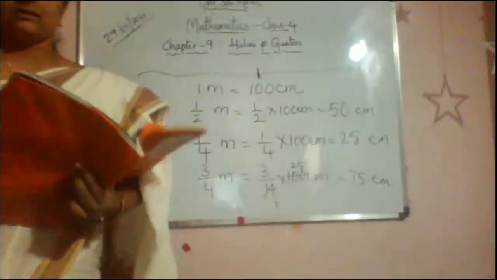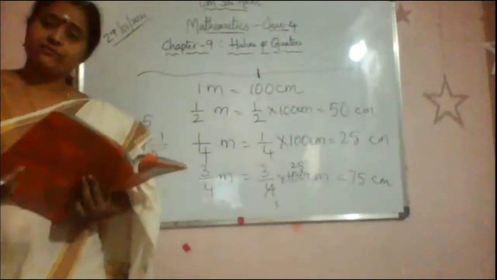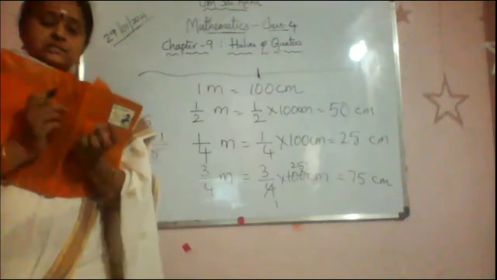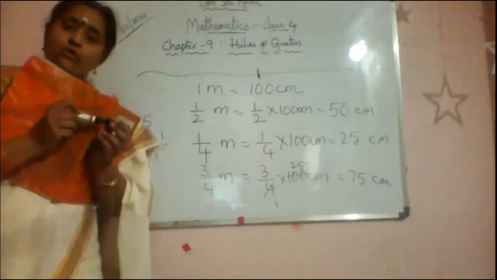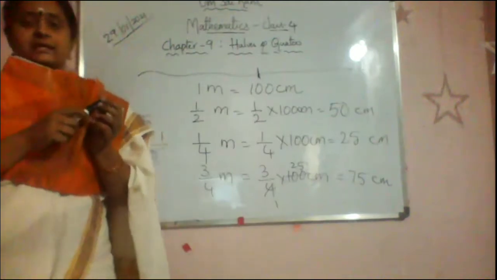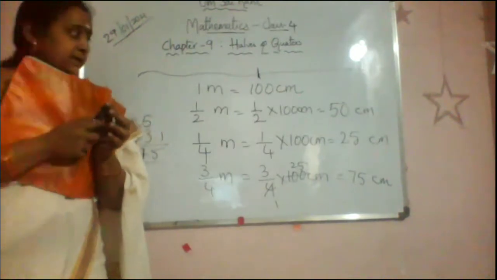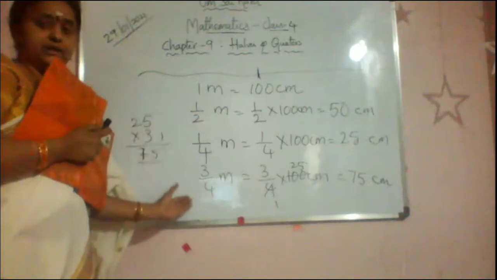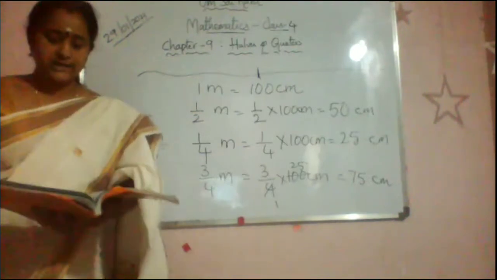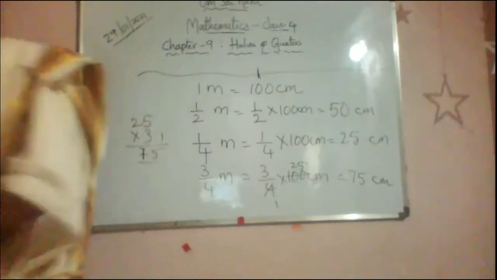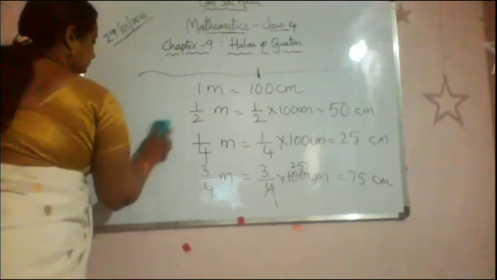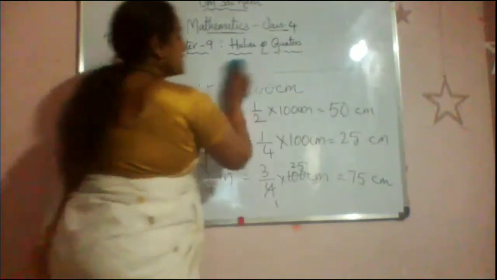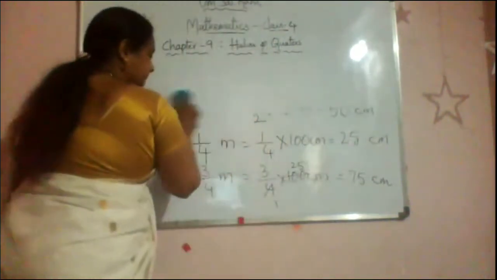Okay. So like this you have to find out the value. In the last class we learned how to find half of some value, quarter of some value. Like that, the previous class we completed. The same we have to do here. Okay, children, did you understand? Any doubt in this? Now we will do some problems based on this.